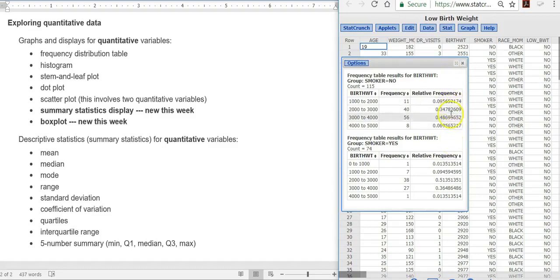Now, one other thing I want to mention about looking at these two tables is that for the most part, I'm looking at the relative frequencies, because if you notice the counts between the two groups, the non-smokers had 115 total and the smokers only had 74. Since the totals are quite a bit different, then I don't really want to look at the actual frequencies. I want to look at the relative frequencies if I'm trying to compare these two. The next thing I'm going to look at is the histograms.